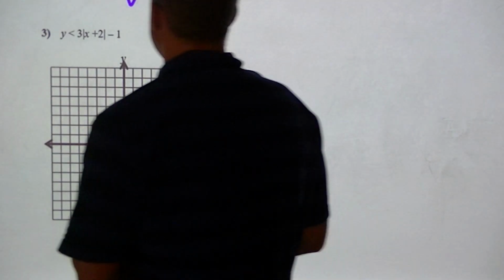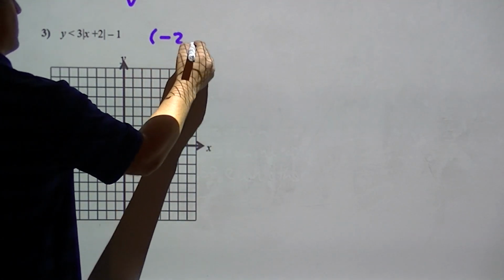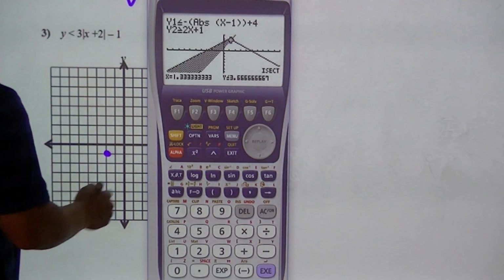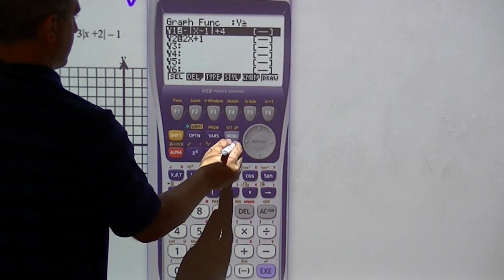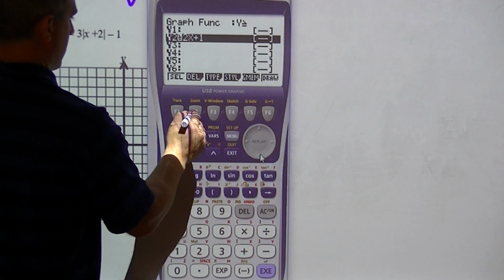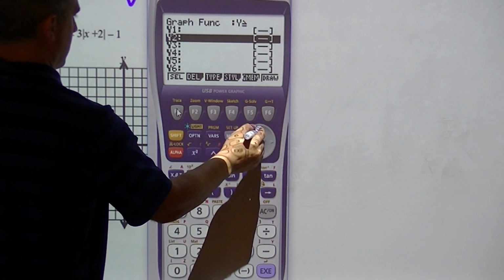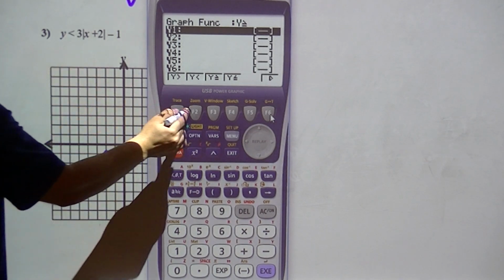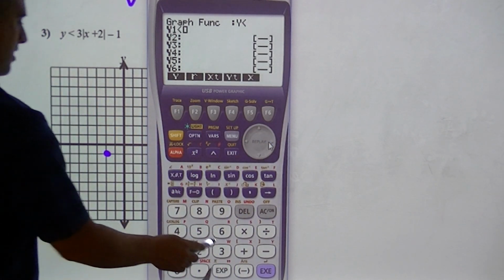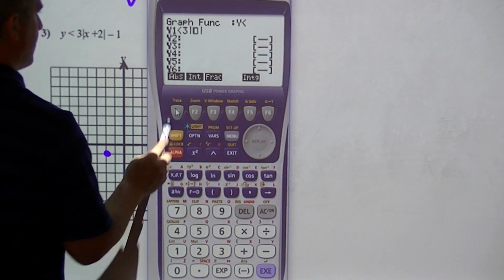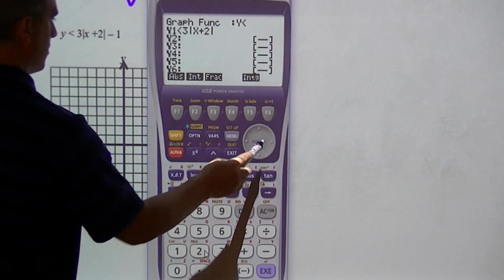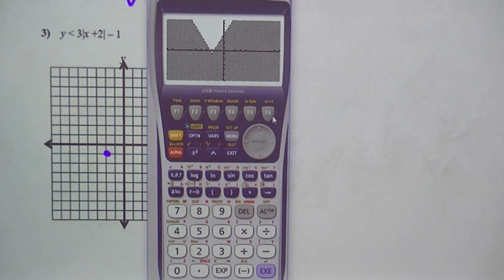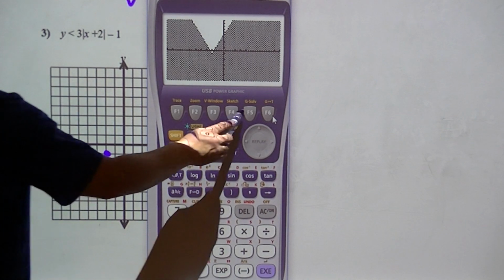Number 3 question. The anchor point here would be -2, -1. I'm going to go ahead and graph this. Type, F6. I'm going to pick this exact inequality, which would be F2. 3, option num, abs, x plus 2 minus 1. Draw, okay, it's shaded below, but I'm going to find some of the same stuff.